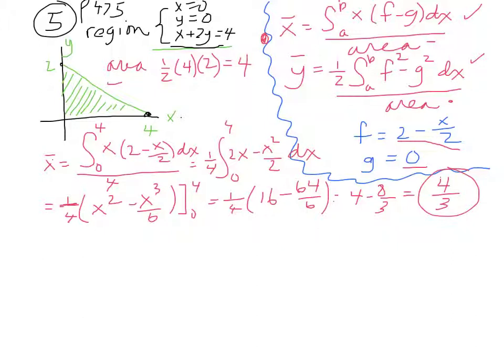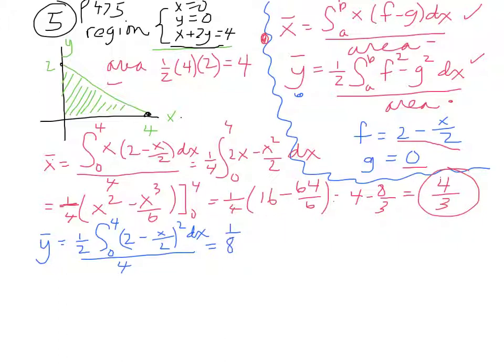Now let's go for the y-coordinate of the center of mass, which is equal to 1/2 of the integral, just following this formula here, from 0 to 4 of the square of f. So I get 2 minus x over 2, the quantity squared, dx. And then we divide all that through by the area, which is 4. Okay, well, 1/2 divided by 4 is going to be 1/8.